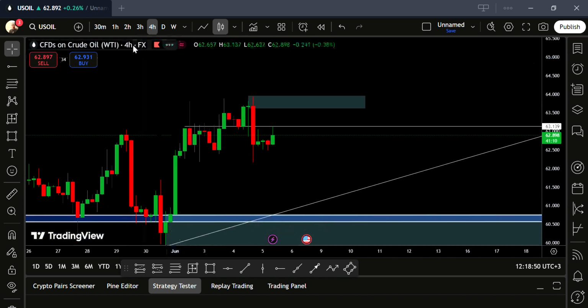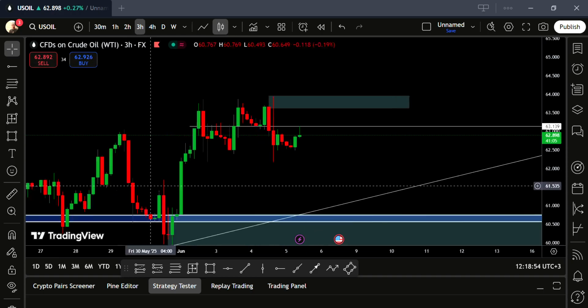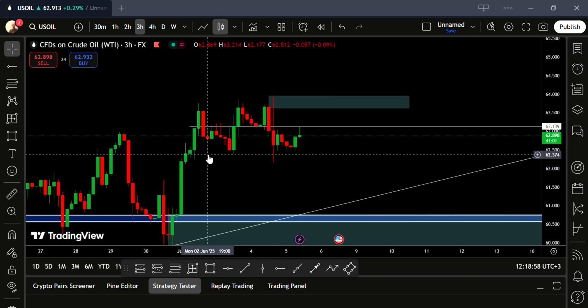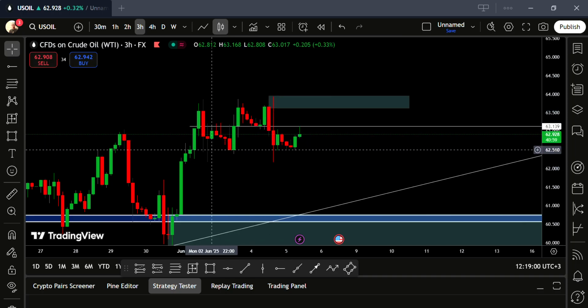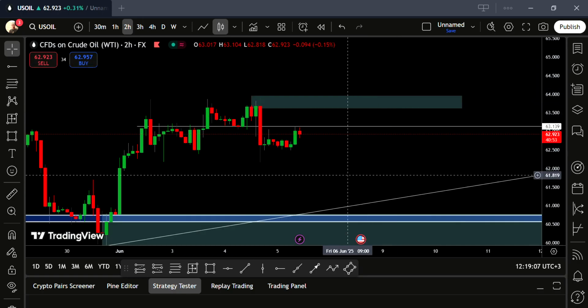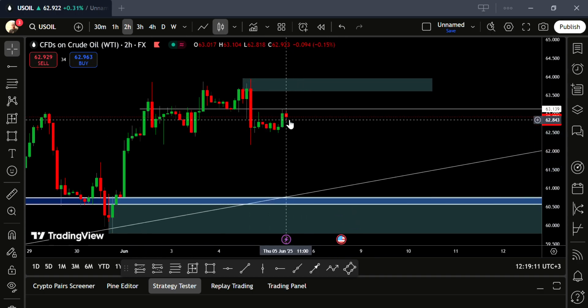When I go to the 3-hour, do I see anything that supports our idea? Price going down? Nope. The 3-hour so far, nothing that I can see. When I go to the 2-hour, the 2-hour is already telling us that we are going down. We have retested this area, we are going down.